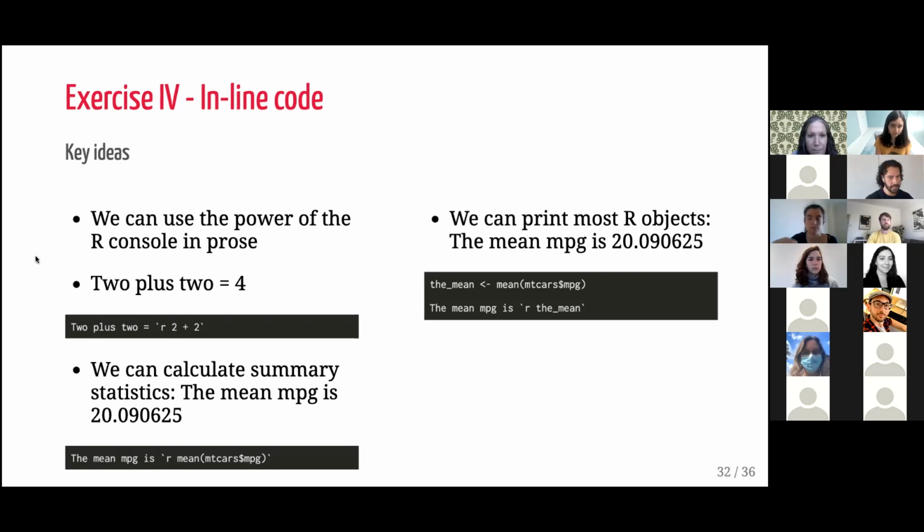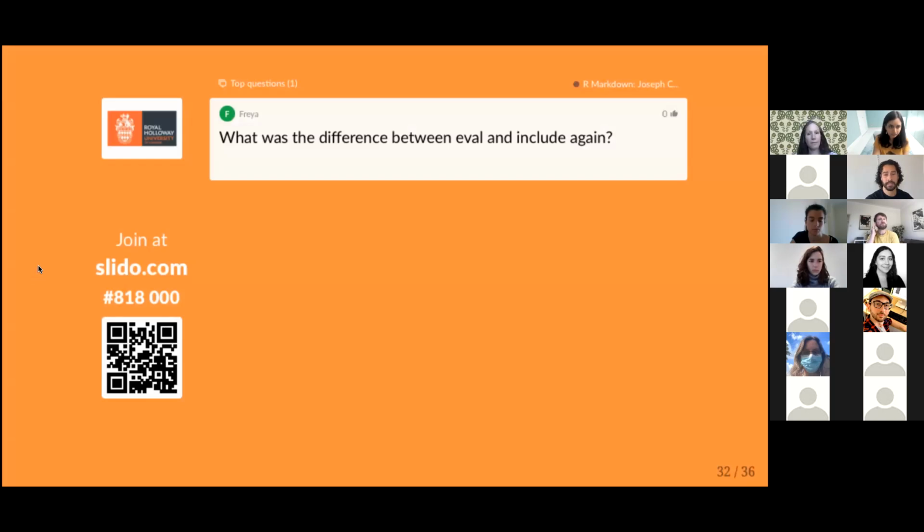Okay, so key ideas. We can use the power of the R console in inline code chunks. For example, to get 2 plus 2 equals 4, I typed in literally 2 plus 2 equals and then used the code chunk like that. We can calculate summary statistics, like the mean of MPG is 20, something like that. Literally just typed it in, just like that. And we can print most R objects directly as well if we've already calculated them. So here, for example, in the example that we've done by hand, I called it X. In this case, I call it the mean. The mean MPG is the mean, and it prints it for us as well. So quite handy. We'll come back to that.